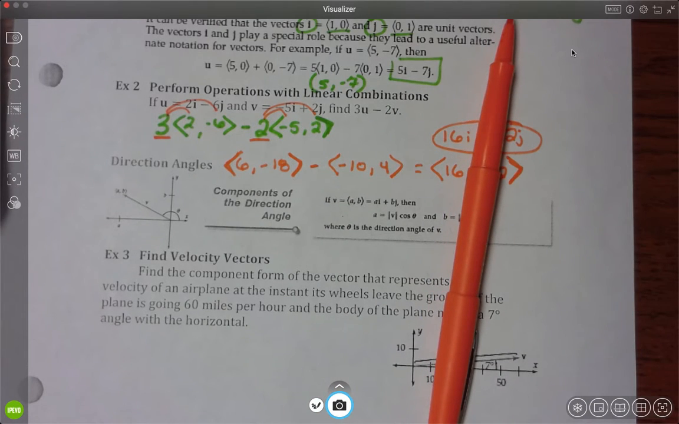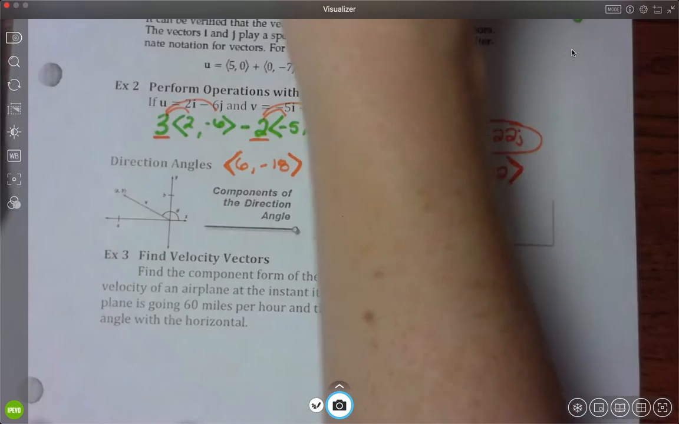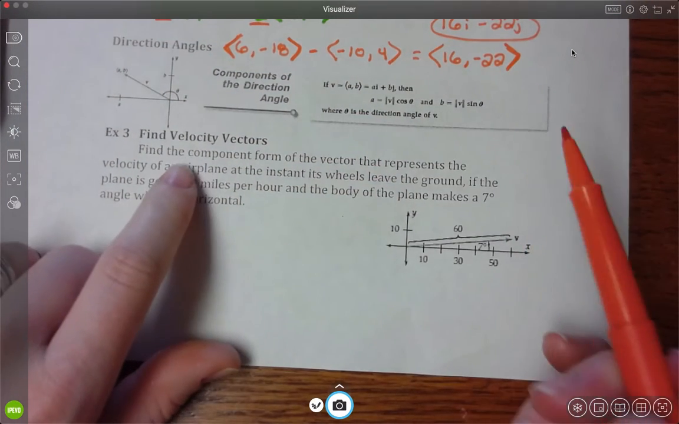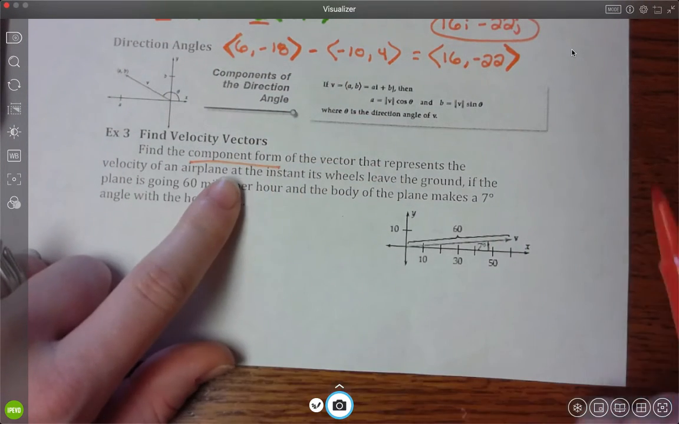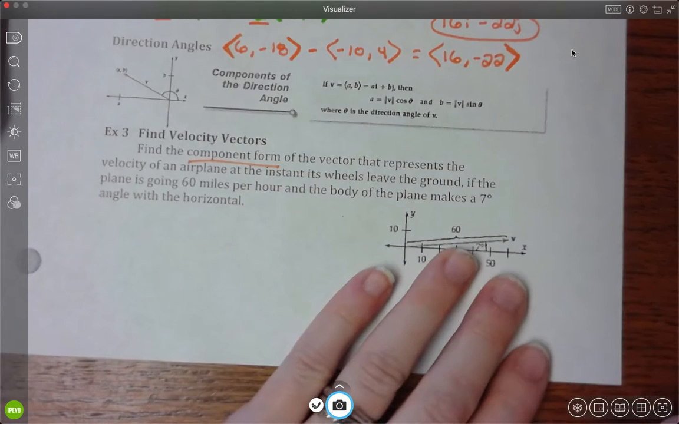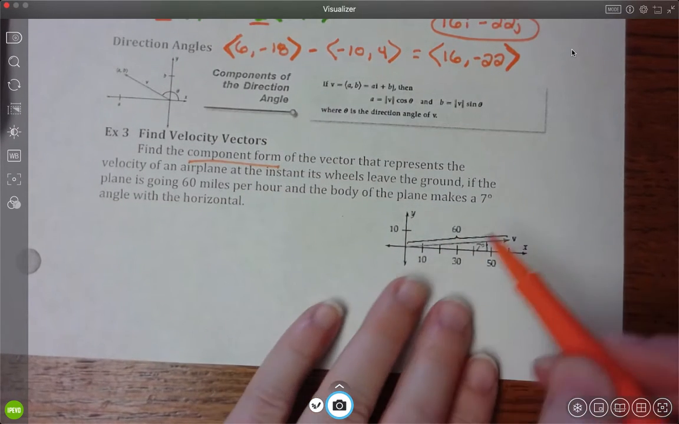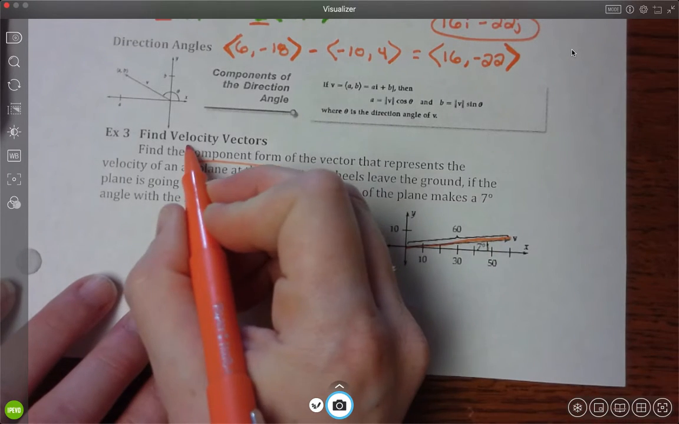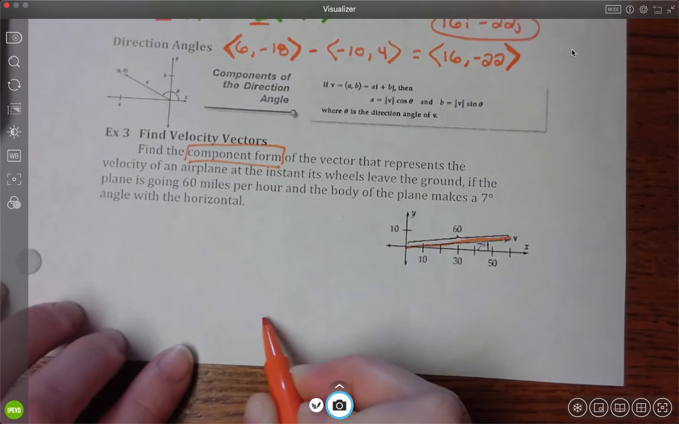Okay. Now they're going to give us a little bit of a story problem, not really doing a whole lot yet with this, but they want us to find the component form of the vector that is represented by this vector that's going on here. So that's all they want us to do, is component form. So our final answer is going to be like this.